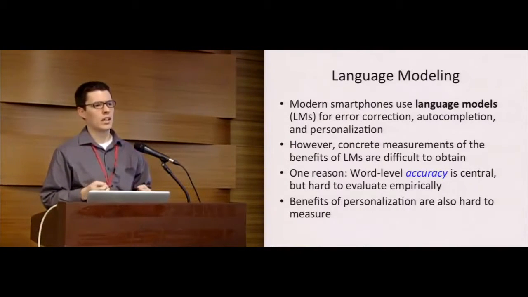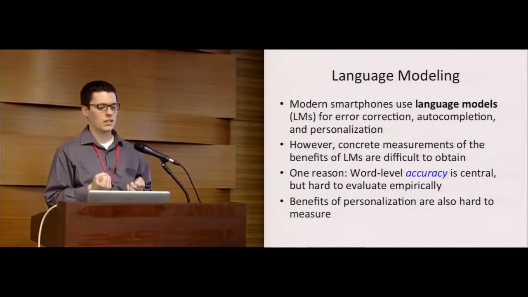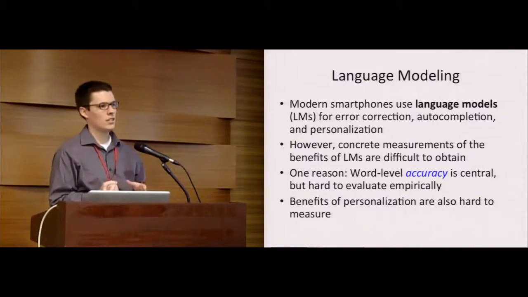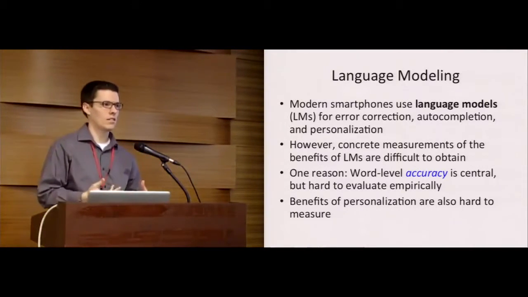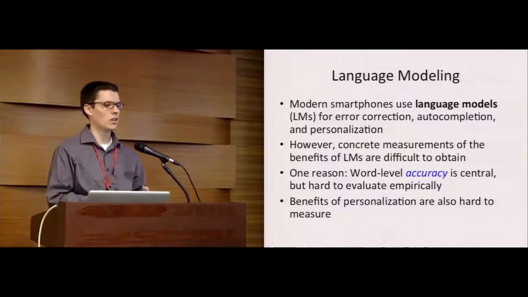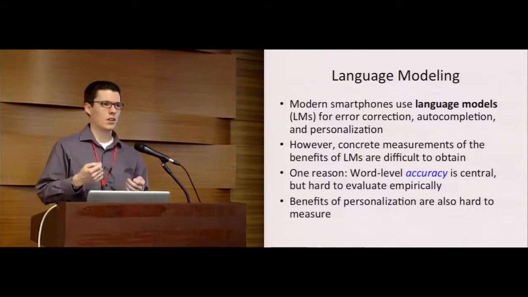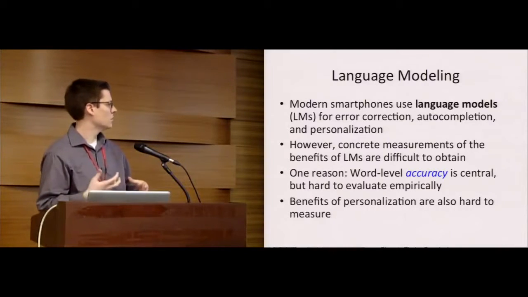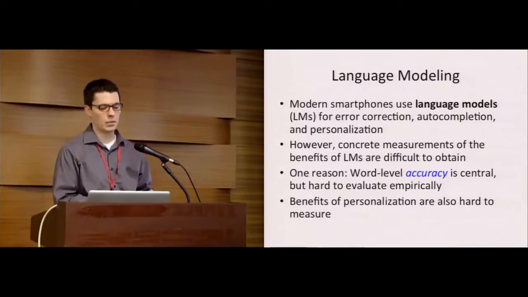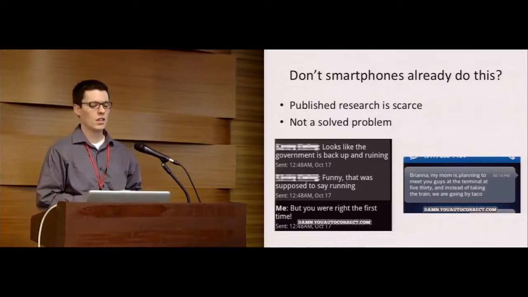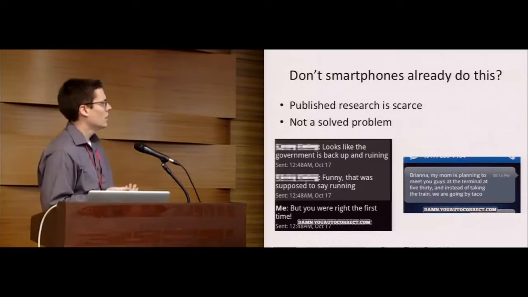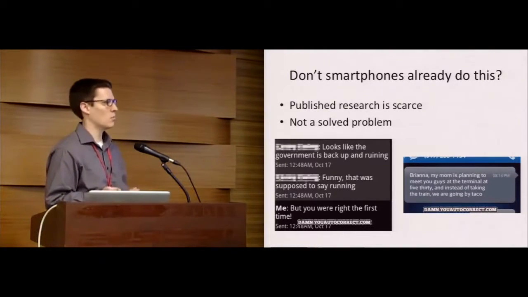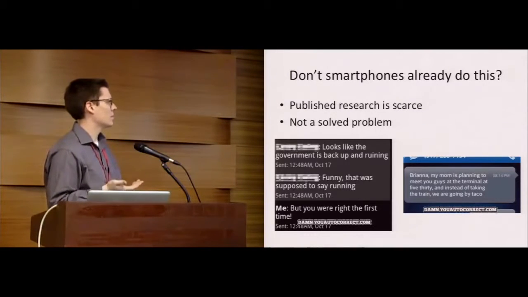The problem is that if you want to say how much a language model is helping, that's quite difficult to do. One reason for that is that accuracy is hard to measure. You need a lot of data to be able to count how many words went wrong, and it's hard to do that with human subjects. And the other thing that's hard to measure is if you're personalizing the phone, is that helping, and how much is it helping? So you might say, well, smartphones already do this, but it's hard to find a paper about how much a language model is helping. And it's particularly not a solved problem.